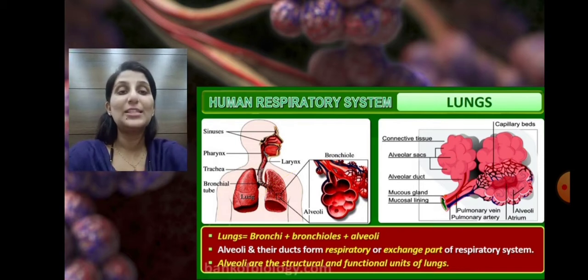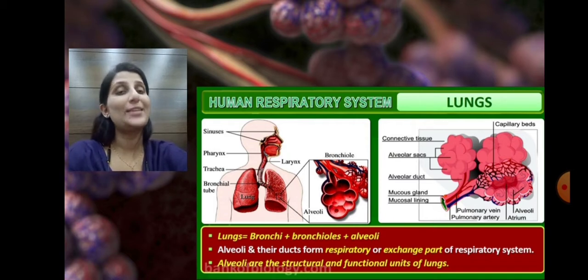The lungs are formed by the bronchi, that is the primary, secondary and tertiary bronchi, plus the bronchioles, the initial and the terminal bronchioles, plus the alveolar ducts which terminate in balloon-like structures called the alveoli. So all these structures together form the lungs. Alveoli and their ducts together form the respiratory or the exchange part of the respiratory system. And the functional unit and the structural unit of the lungs is the balloon-like structures called the alveoli, where the exchange of gases takes place. So the lungs comprise the bronchi, bronchioles along with the alveoli, and it is where the exchange of gases takes place, and hence it is called the respiratory part or the exchange part of the respiratory system, and the alveoli is the structural and functional unit of the lungs.